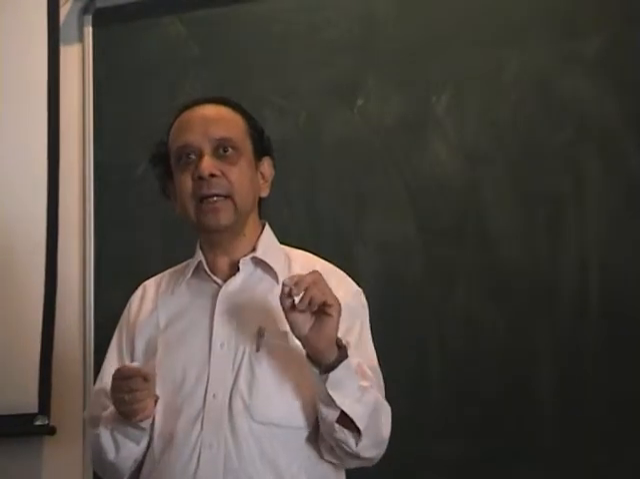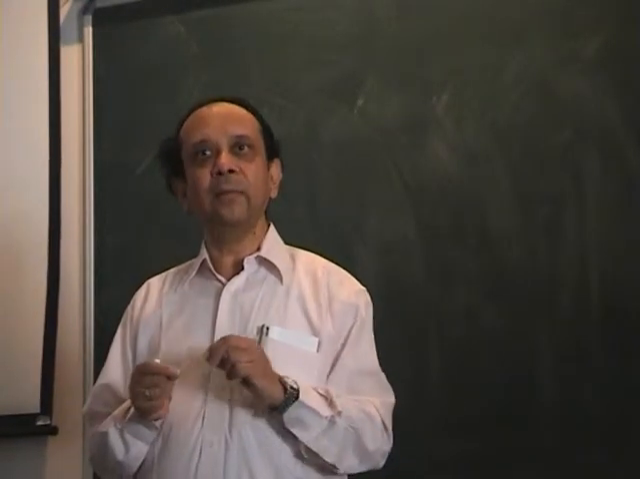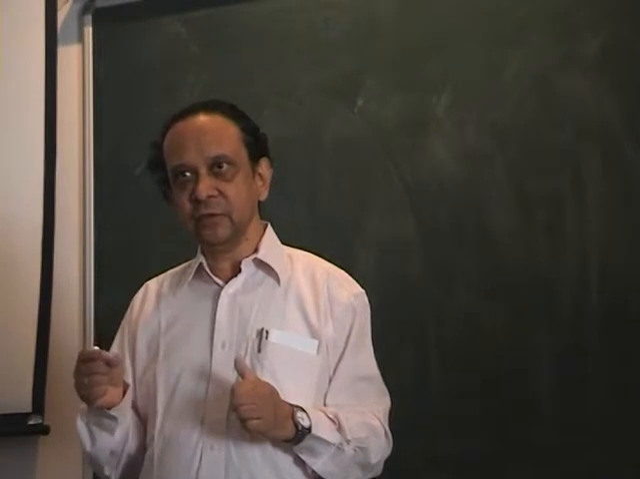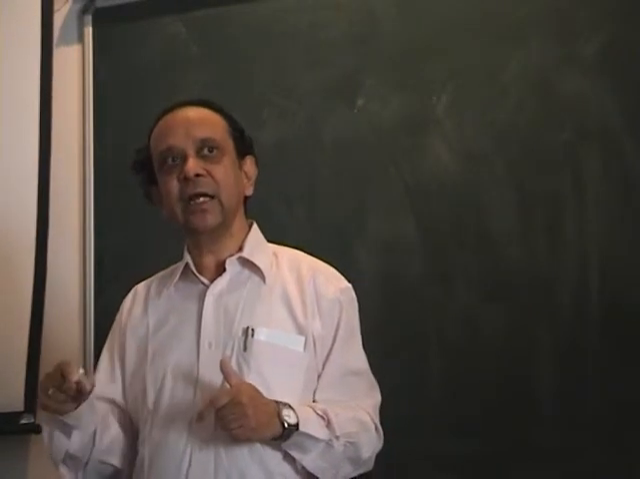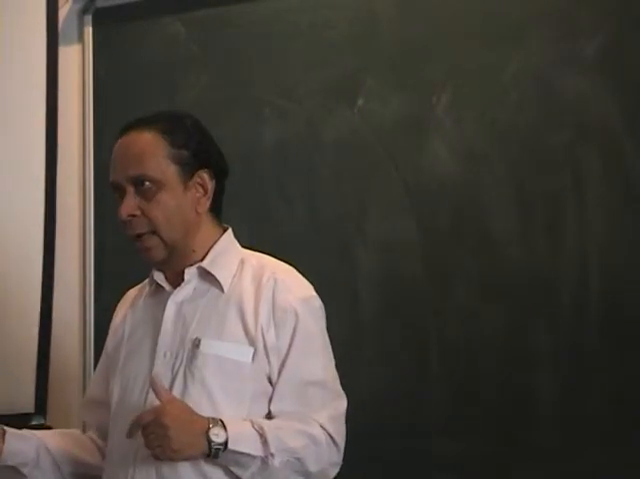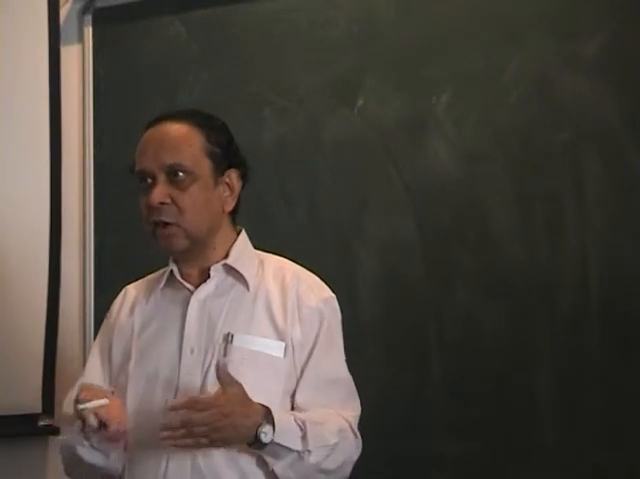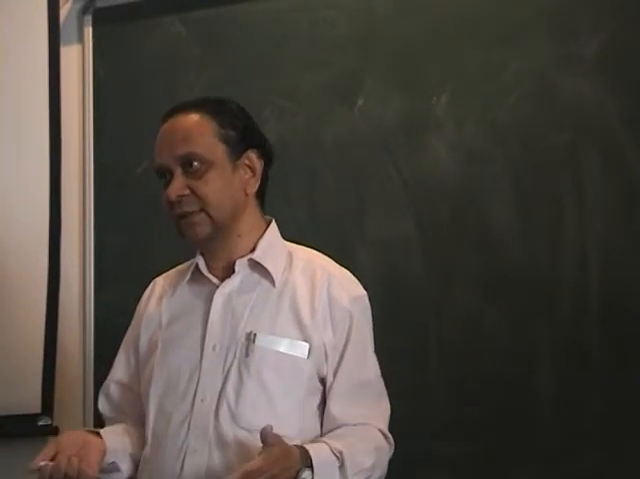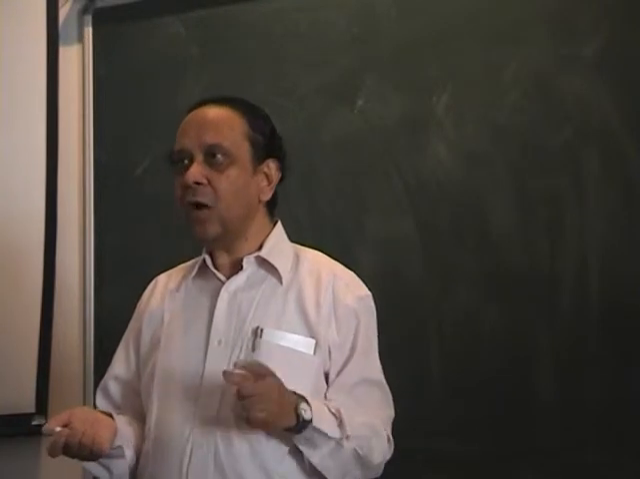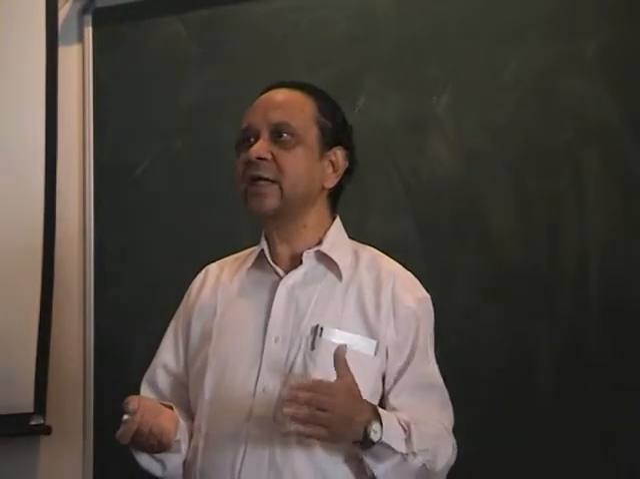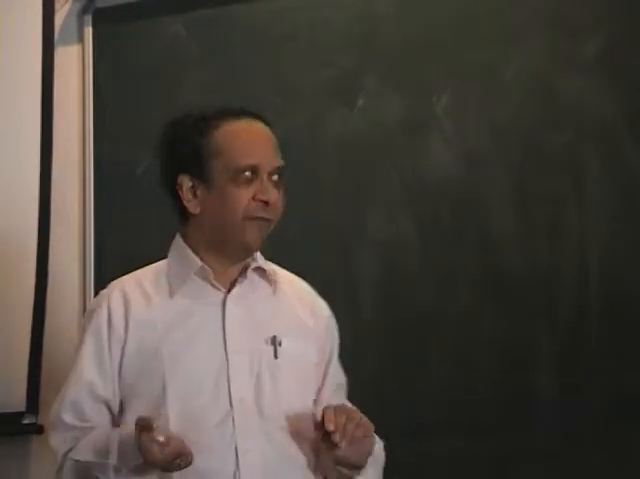Remember, when we did the vacuum to vacuum amplitude in the presence of a source, we did a functional Fourier transform to get the fields. So there we were using path integrals all the time and functional Fourier transforms and stuff like that. But they were not like the standard Feynman propagator and the kernel. So let me explain the difference.